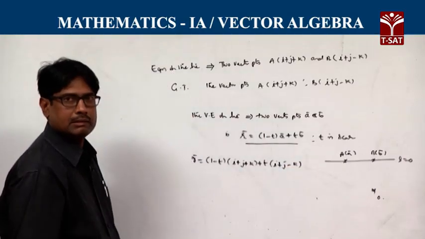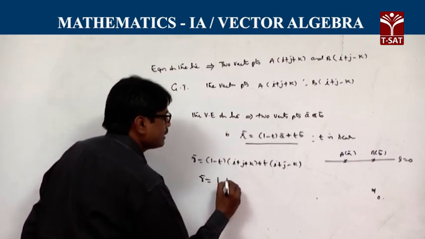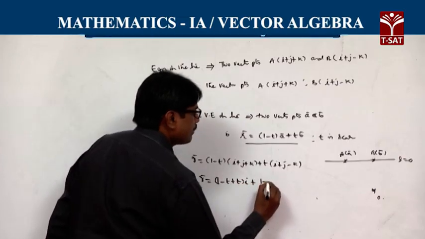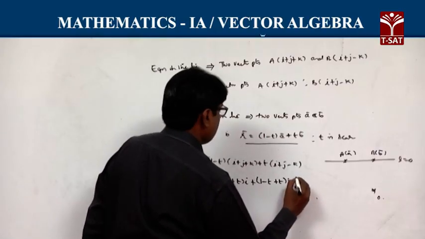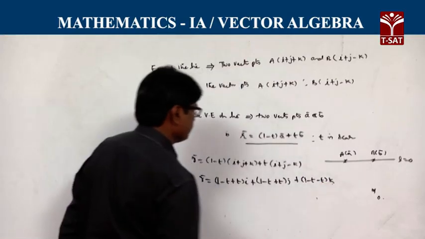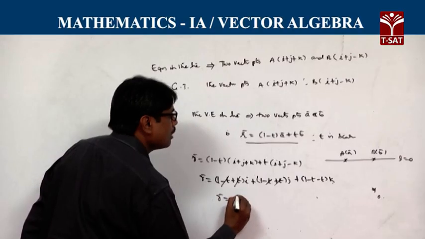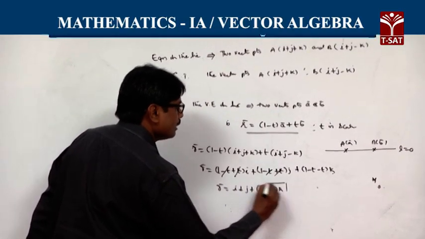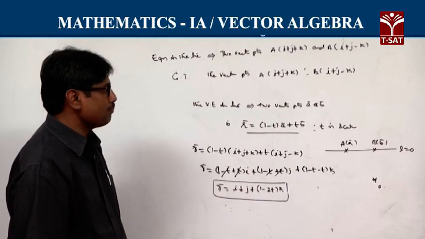Better separate i bar, j bar, k bar component wise. R bar is equal to 1 minus t plus t times of i bar plus 1 minus t plus t times of j bar and plus 1 minus t minus t times of k bar. The t's cancel, R bar is equal to i bar plus j bar plus 1 minus 2t times of k bar. This is the equation of the line passing through two vector points A bar and B bar.